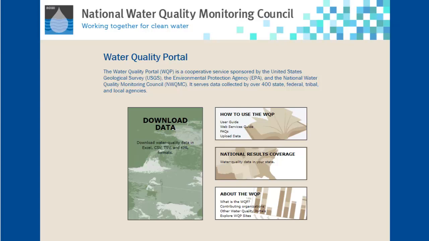While WQX is the pathway to submit water quality monitoring data to the EPA, the way for anyone to retrieve data from the EPA is through the Water Quality Portal. The Water Quality Portal, commonly referred to as the WQP, is a central location for accessing water monitoring data from multiple agencies, and is a cooperative service sponsored by the USGS, the EPA, and the National Water Quality Monitoring Council. It is an excellent resource and can be found at waterqualitydata.gov.